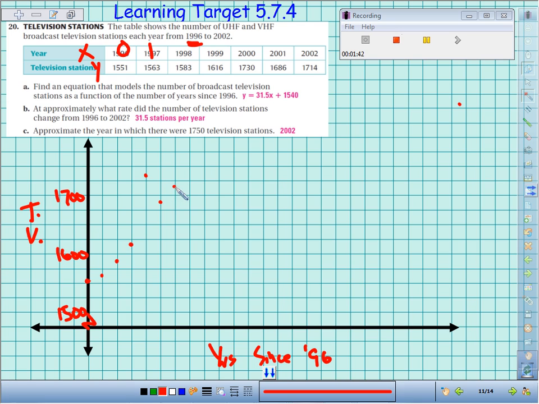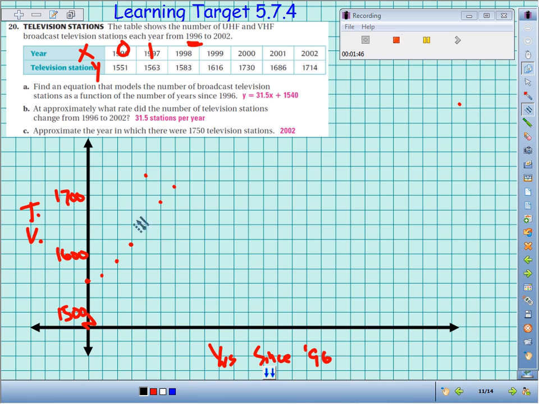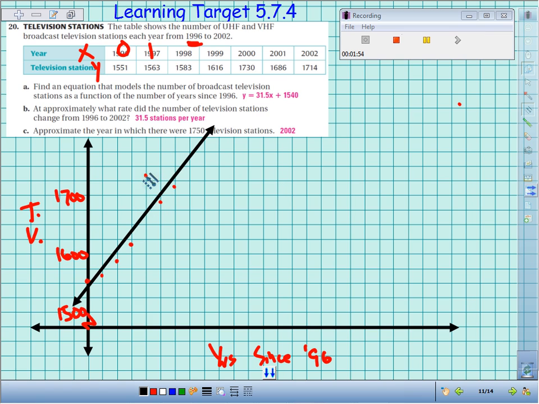So definitely a positive correlation. Things are kind of going up. The number of TV stations is increasing. If I draw a fitted line, maybe something like that. Got a little bit of an outlier that's pulling that line up, this one way up here, but we'll get a pretty good estimate.